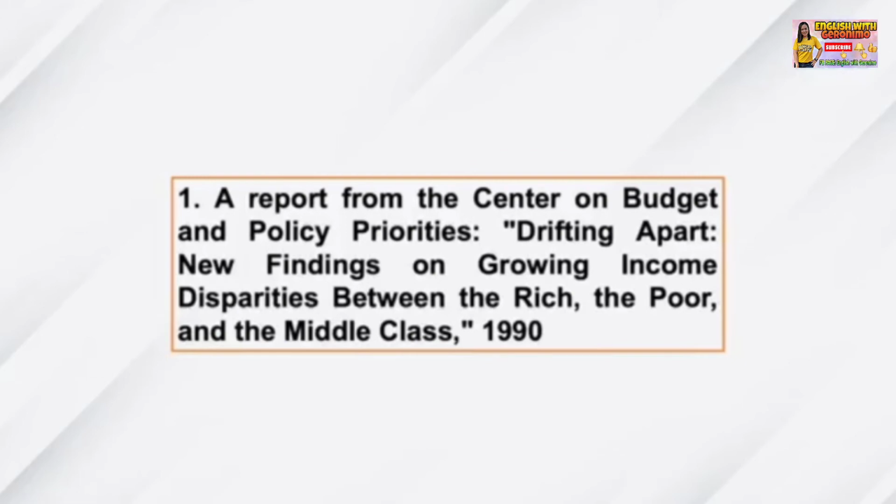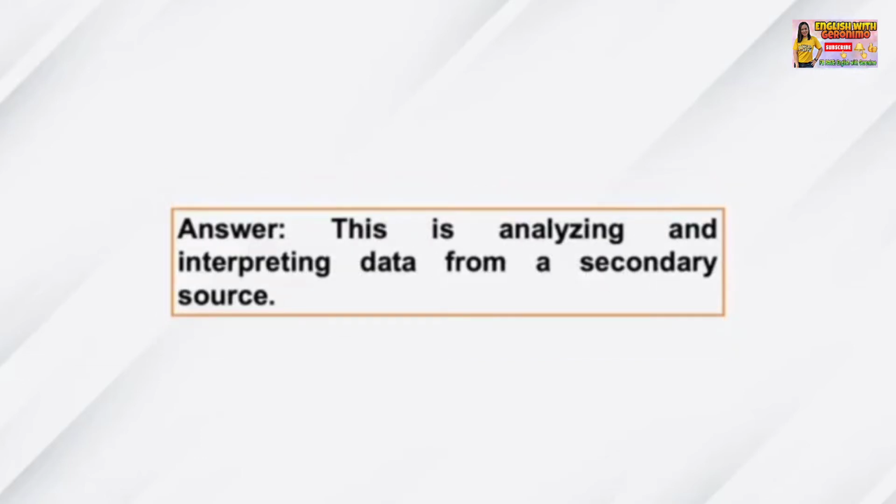Number 1. A report from the Center on Budget and Policy Priorities, Drifting Apart, New Findings on Growing Income Disparities Between the Rich, the Poor, and the Middle Class, 1990. This is analyzing and interpreting data from a secondary source.